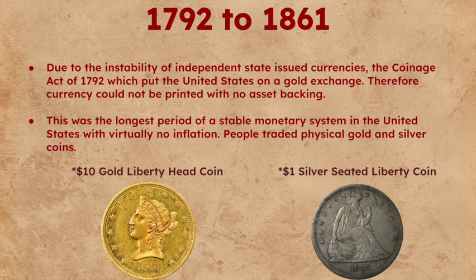People just traded physical gold and silver coins, right? And there were ways to test these gold coins to make sure there was no other metal content in them, or counterfeited gold coins. And so these were the most popular coins at the time. There was the $10 gold Liberty head and the $1 silver seated eagle coin.